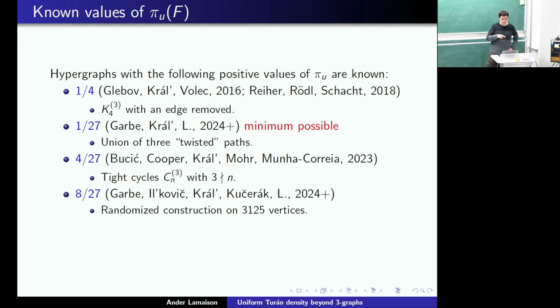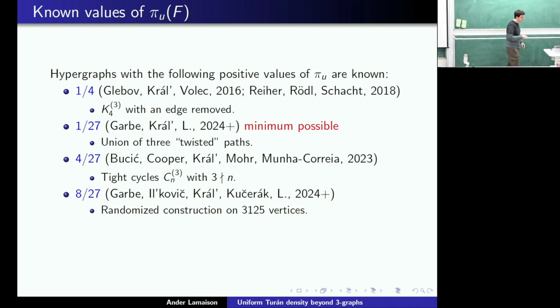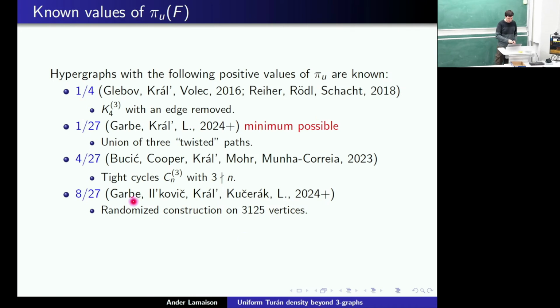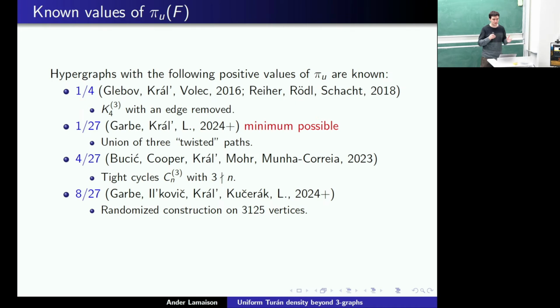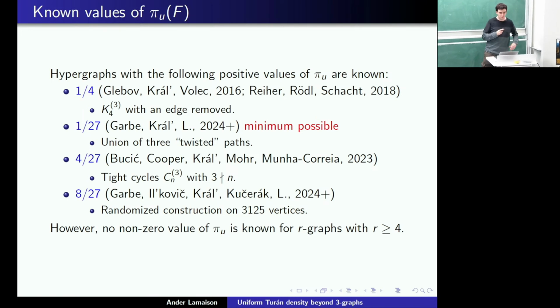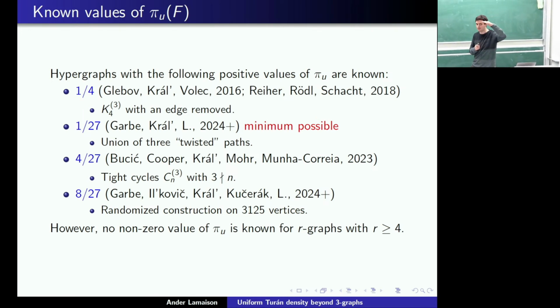And in an upcoming paper, we will show a construction of a hypergraph with 8/27. And an important fact about this construction is that it's randomized. So there is randomness involved in the construction of the hypergraph. I'm mentioning this because the one that we are going to show today is also going to involve randomness. But that's all that's known. And if you go from 3-uniform hypergraphs to higher uniformity, nothing is known. No exact non-zero values are known.